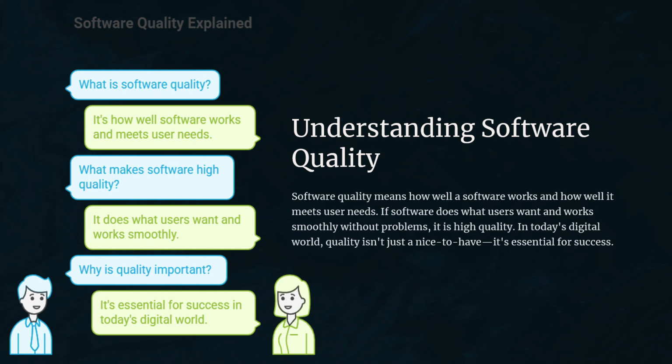Software quality simply means how well a software works and how well it satisfies users. If the software does what people expect, works without issues, and is easy to use, we call it high quality. In today's world, quality isn't optional. It defines whether an app succeeds or fails.